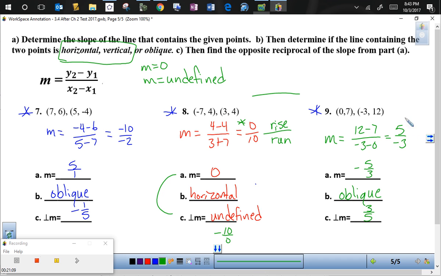Last one, we got a negative 5/3. You can put that negative wherever you want. It's oblique, and then that last one, when you take the opposite reciprocal, the negative goes away, and the fraction flips on over. Your homework will be 3-4. If you have any questions on it, be sure to ask me.